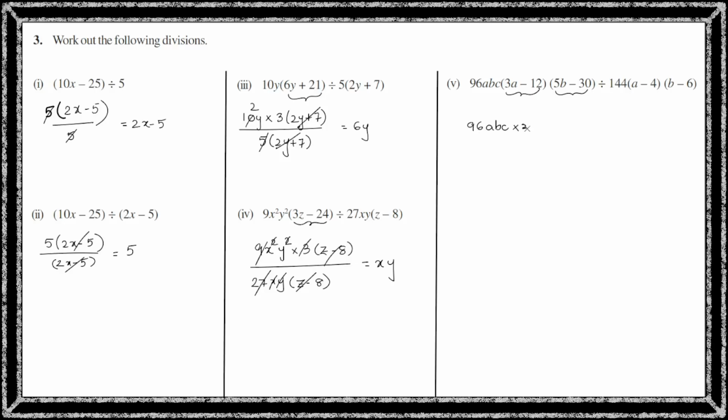96abc into 3 times a minus 4 into 5 times b minus 6 by 144 times a minus 4 into b minus 6. You can immediately see that you have a minus 4 common, b minus 6 common. So you can cancel that.